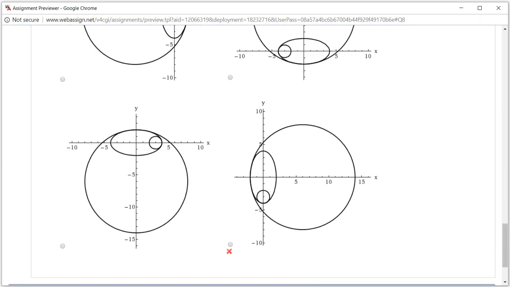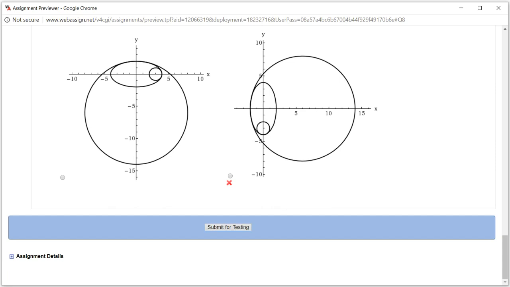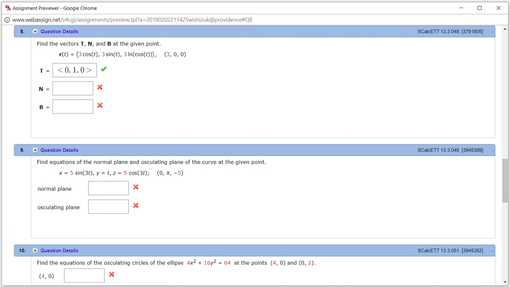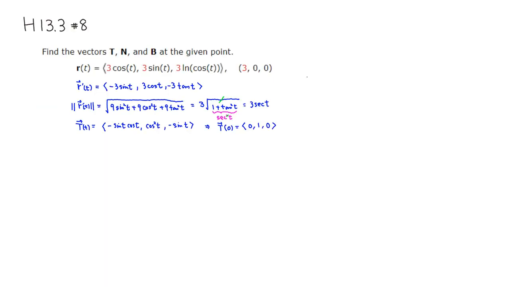Let's go ahead and check it. Submit for testing. Alright, I came back. We got the tangent vector correctly. So let's find the normal vector.